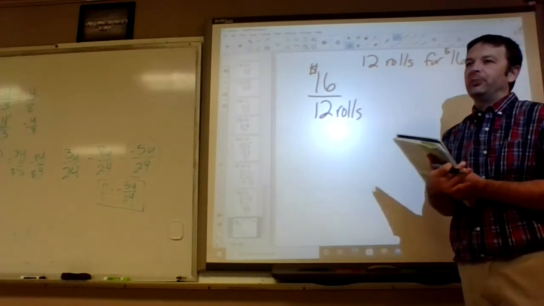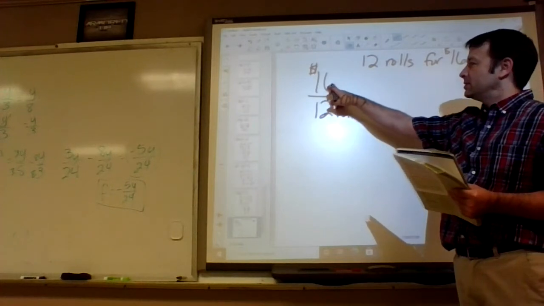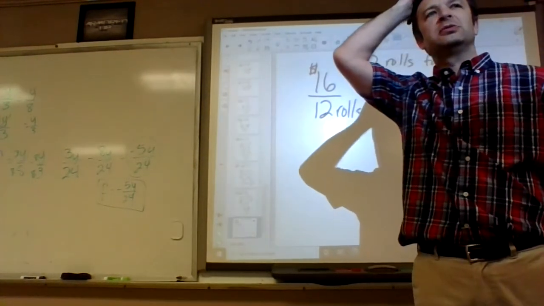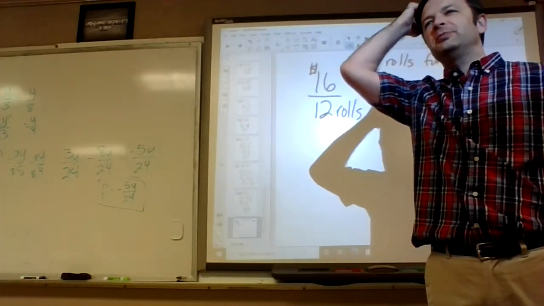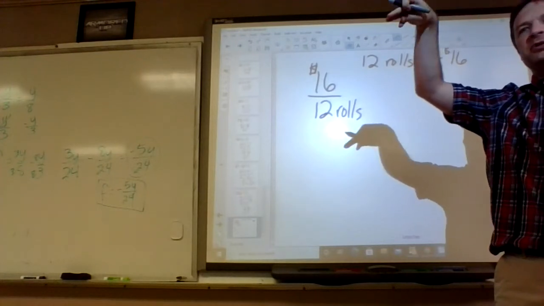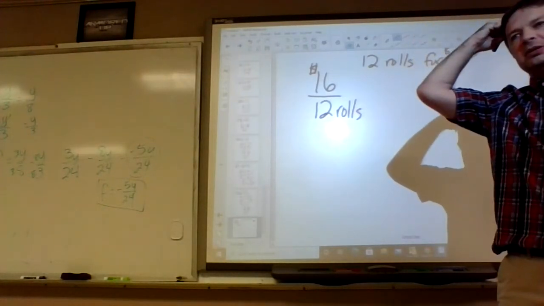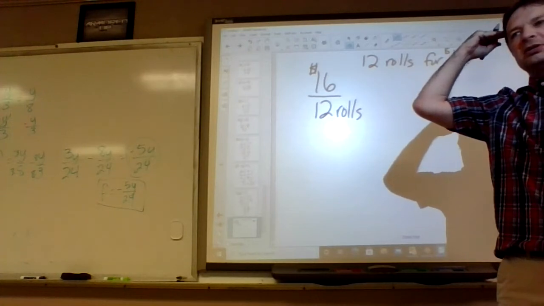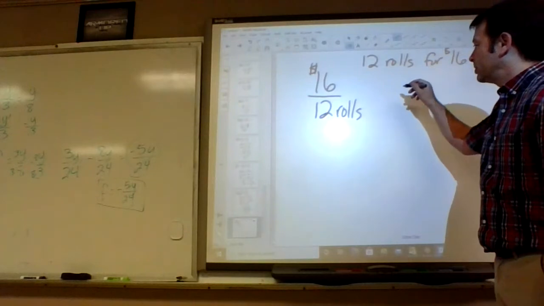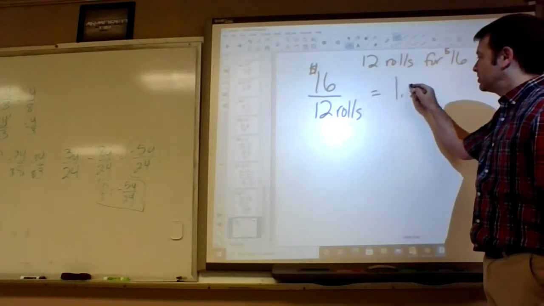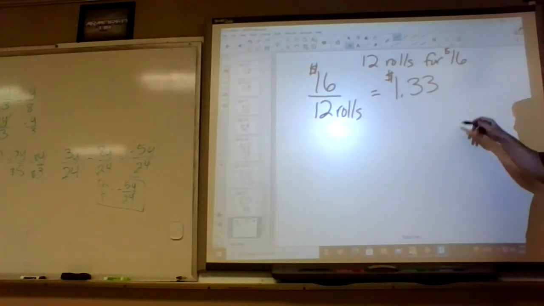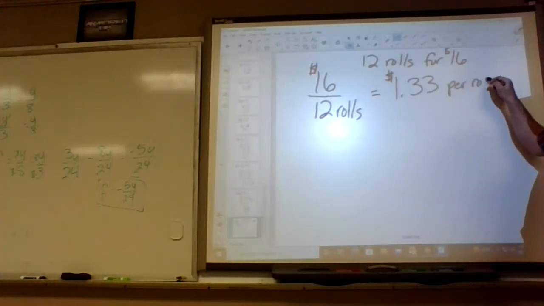We're talking about money, right? $16 is being divided by 12. What should we round to if we're talking about money? We don't use fractions on money. Cents, the nearest 1 cent. So what would the answer be? $1.33 per roll.